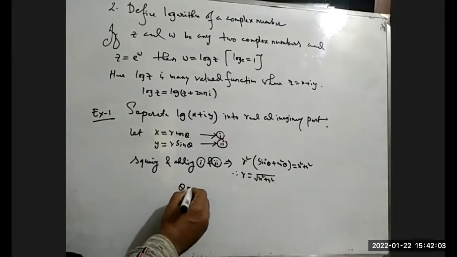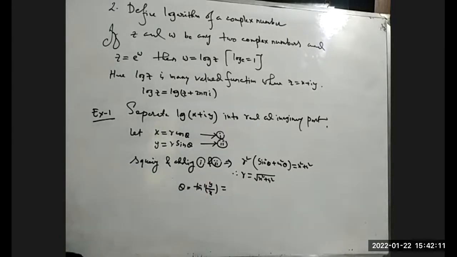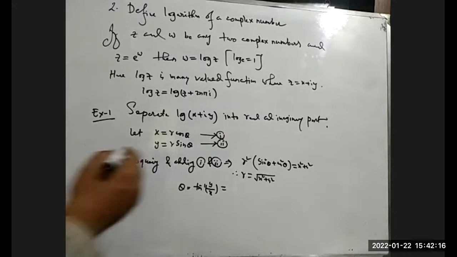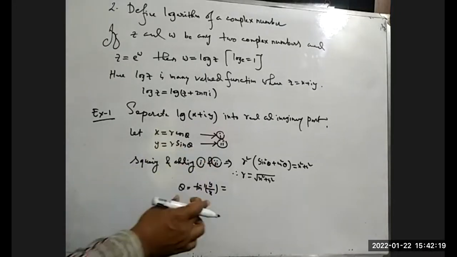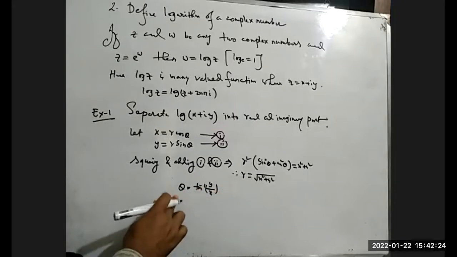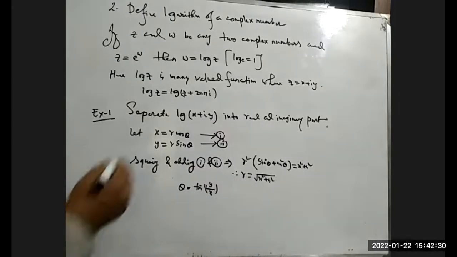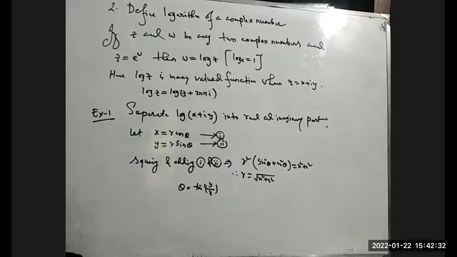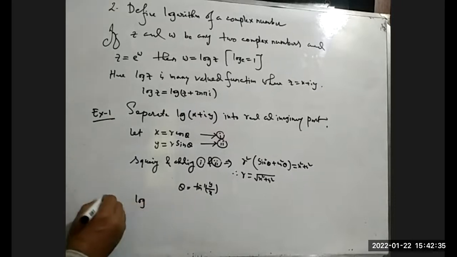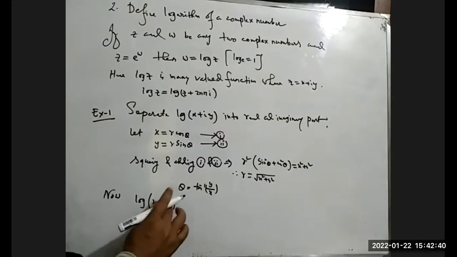And the argument will be tan inverse of the imaginary part divided by the real part, tan inverse y by x, or dividing equation 2 by 1, we get this one. This is the amplitude or argument, but this is the modulus. So now the given complex number can be written as log of x plus iy.